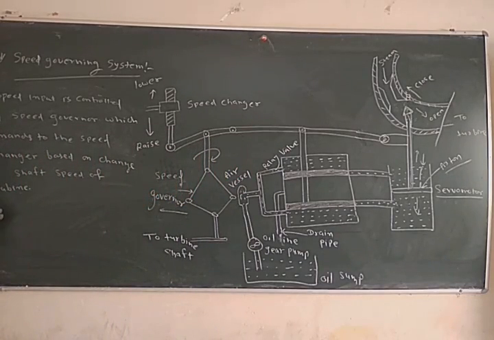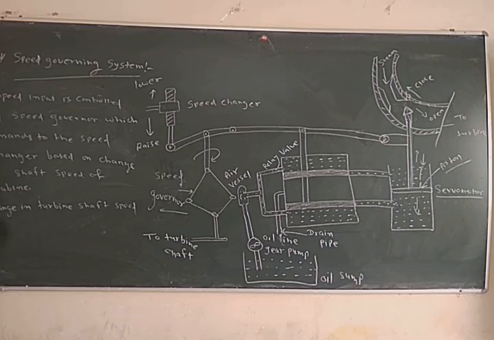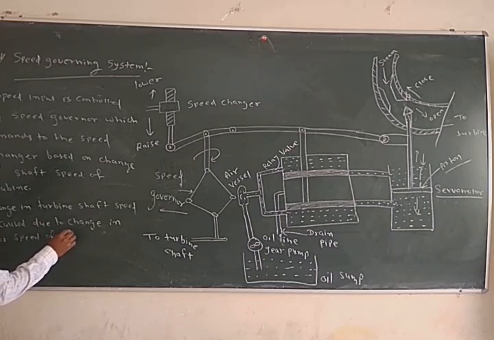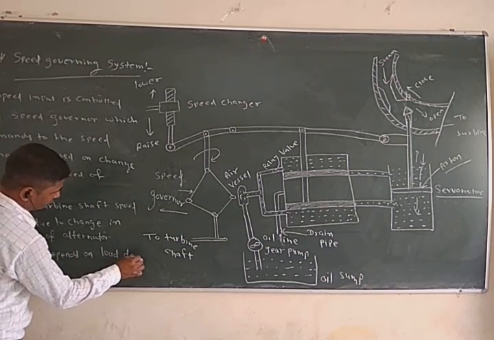Next point is that the change in turbine shaft speed is caused due to change in rotor speed of the alternator. And this change depends on load demand.